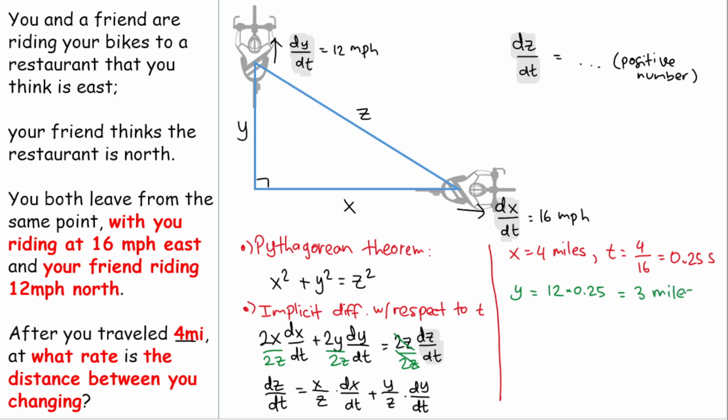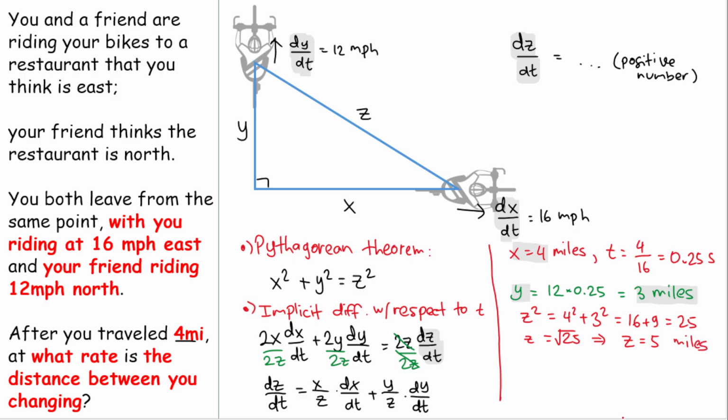So we have x and y, but then we need to find out what z is, right? We know that x is 4 and y is 3. Remember that x squared plus y squared is z squared. So we will have z squared equal to 4 squared plus 3 squared, which is 16 plus 9, and that will be 25. So z is the square root of 25, and that means z is equal to 5. Okay, the unit is miles.